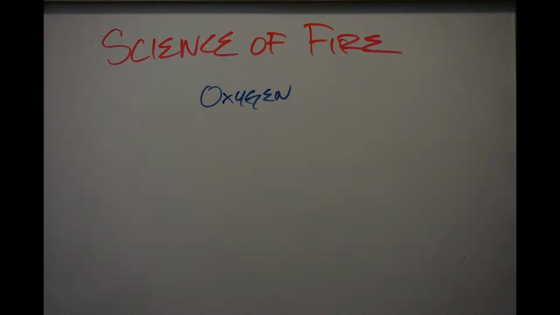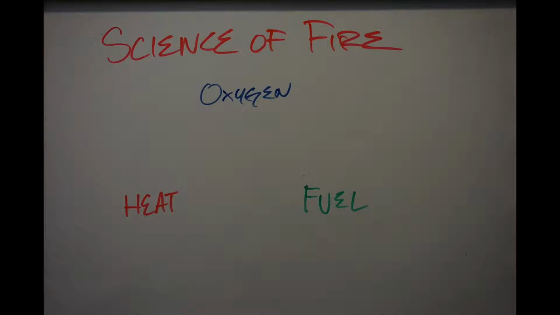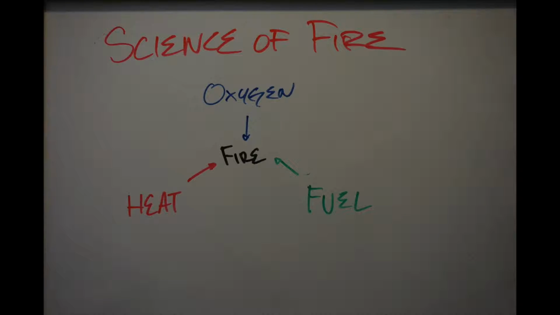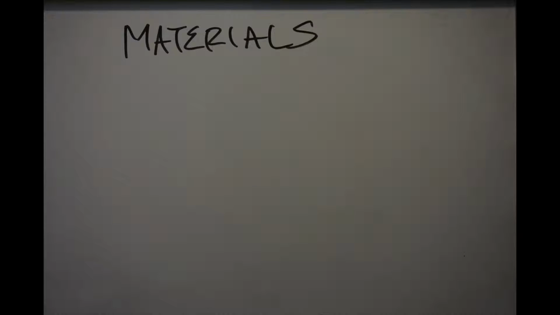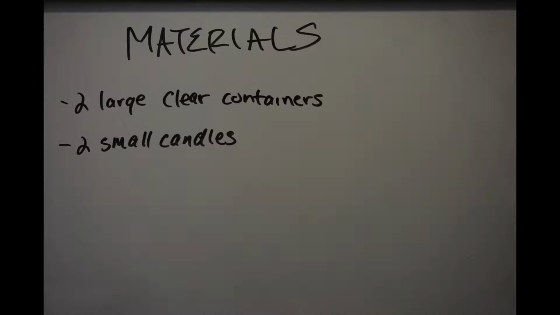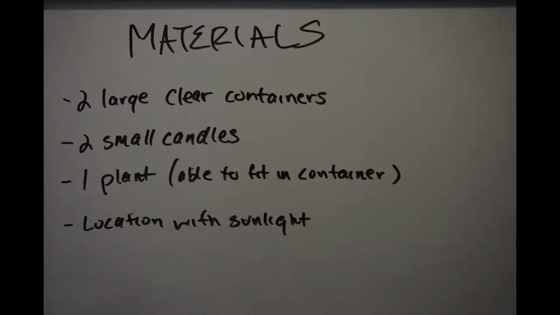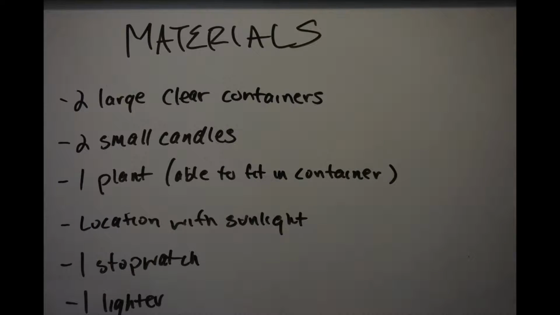Fire is the state of burning in which substances combine chemically with oxygen from the air and provide heat and smoke. For fire to remain burning, it requires oxygen to be there at all times. The materials that we will need to conduct the experiment are 2 large clear containers, 2 small candles, 1 small plant that could fit the container, a location with sunlight, 1 stopwatch, and 1 lighter.